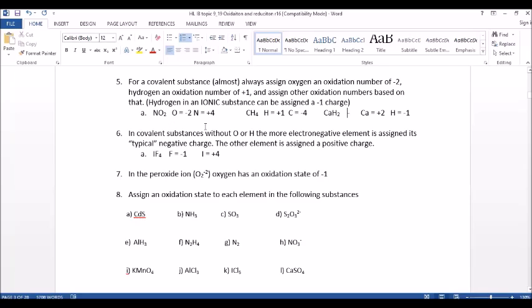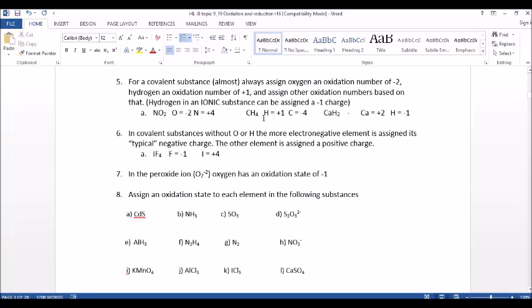So take NO2, for instance. Here are the rules. When you're dealing with a covalently bonded substance, first, if there's oxygen and/or hydrogen present, give oxygen an oxidation state of -2, and give hydrogen an oxidation state of +1, and assign everything else based upon that. So in NO2, I'm going to give oxygen -2. Keep in mind, there are 2 oxygens there, so that's a total of -4. So I'm going to give the nitrogen +4 for its oxidation state.